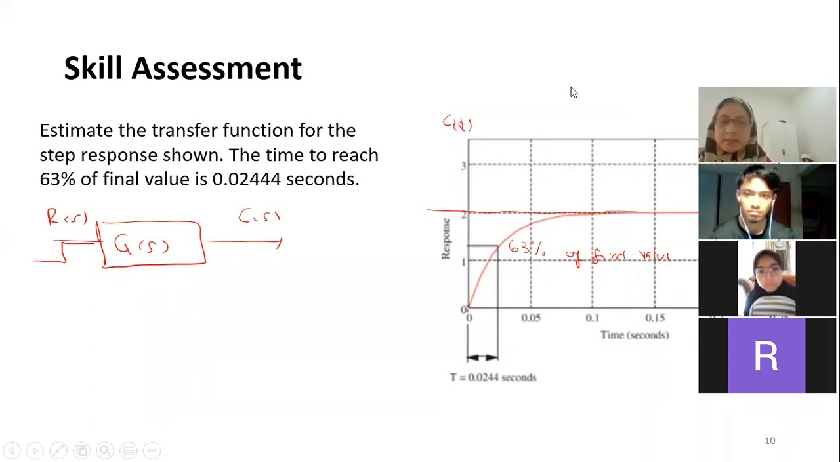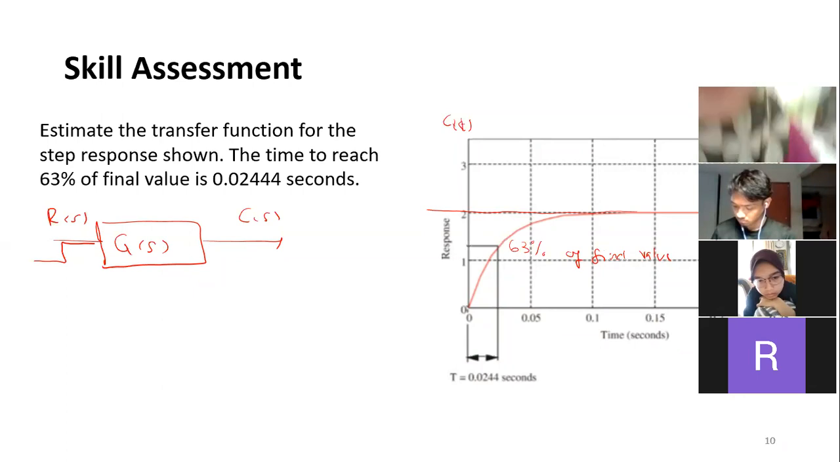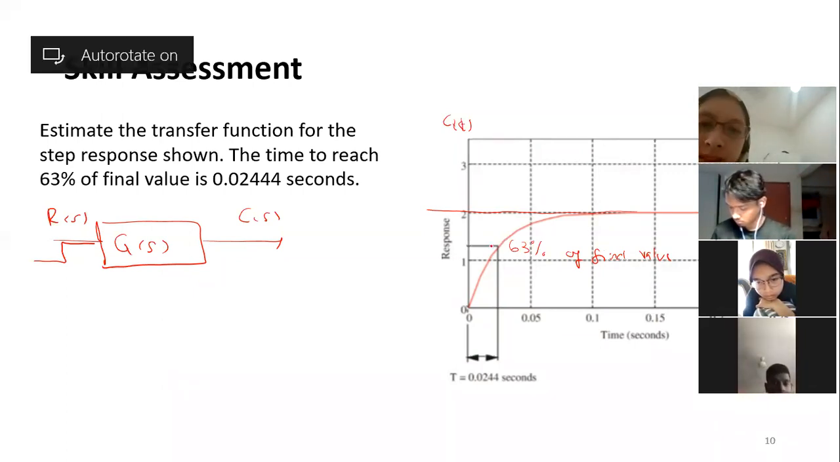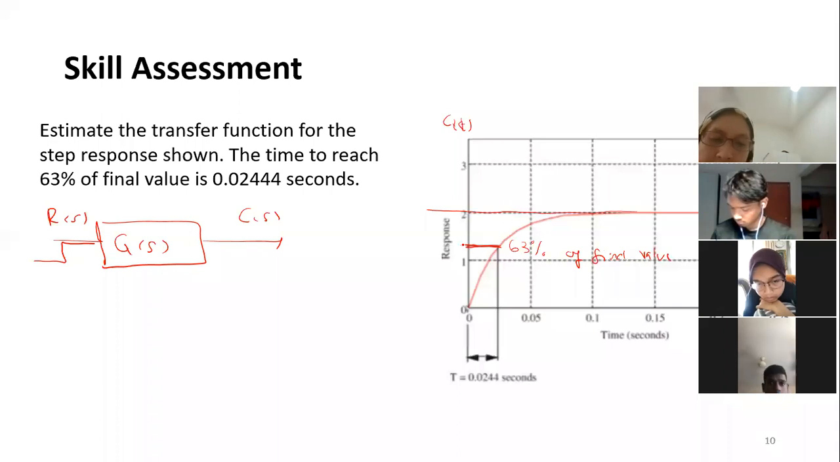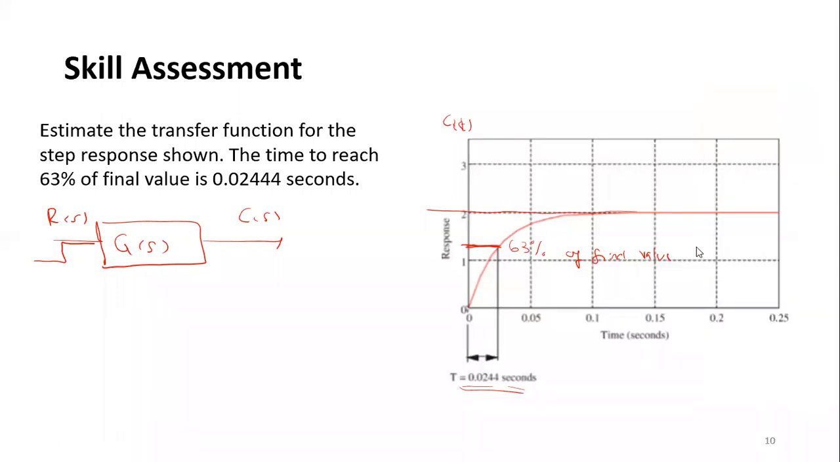Okay, so this is the 63% of the final value, for example, which is 0.0244 seconds. So you can actually find the transfer function. We assume that this is a first order system. We assume first. So you know that generally the first order system is A over S plus A.